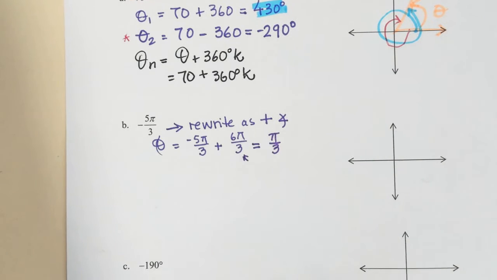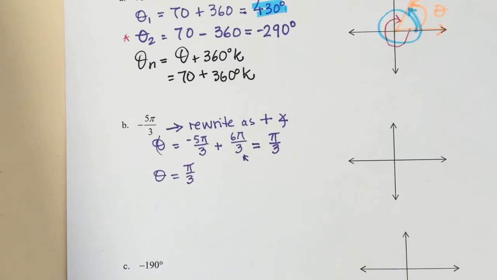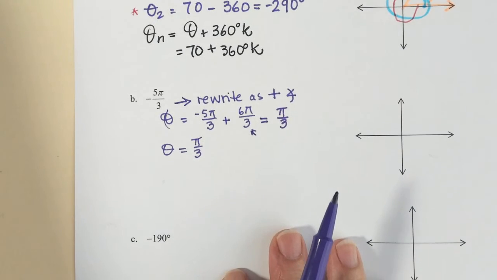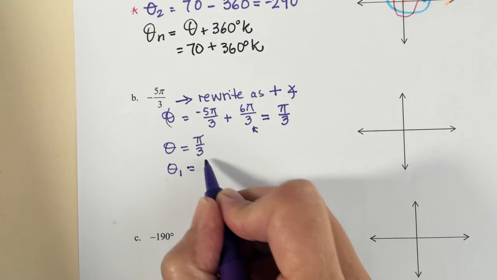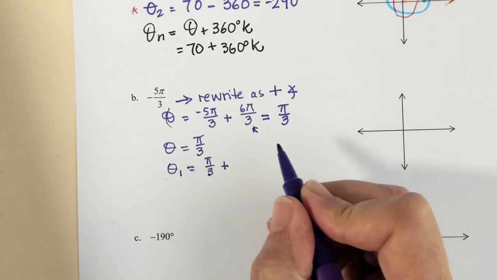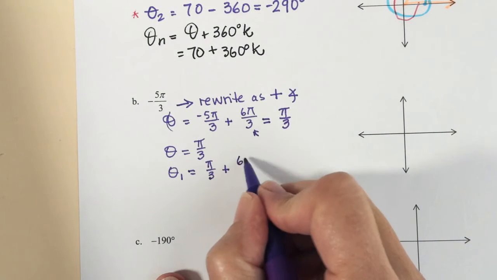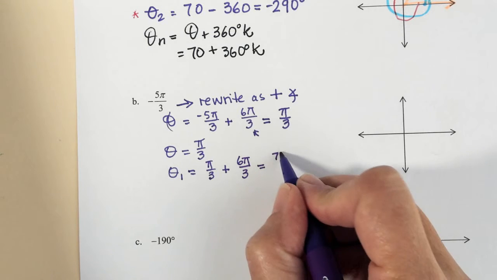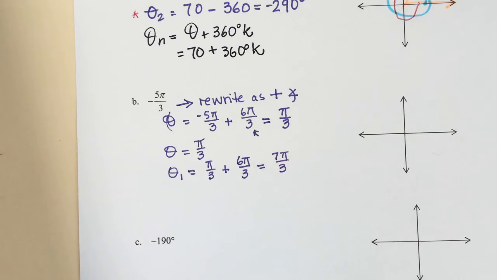So I'm going to use my theta as pi over 3. And then I'm going to do exactly what I did up here, but instead of degrees, I'm going to use my radians. So I'm going to start out with theta sub 1, my theta, plus 2 pi. So remember, it's 2 pi. And as a matter of convenience, I'm going to use the 6 pi over 3, and I get 7 pi over 3. So that's my first example. So that's going to be my positive.